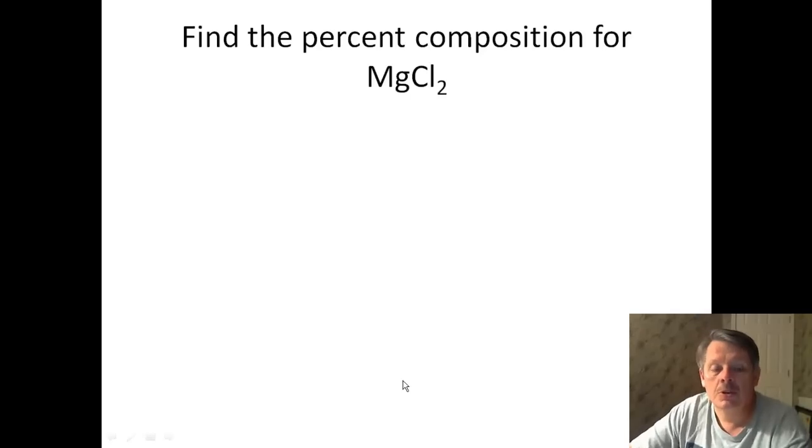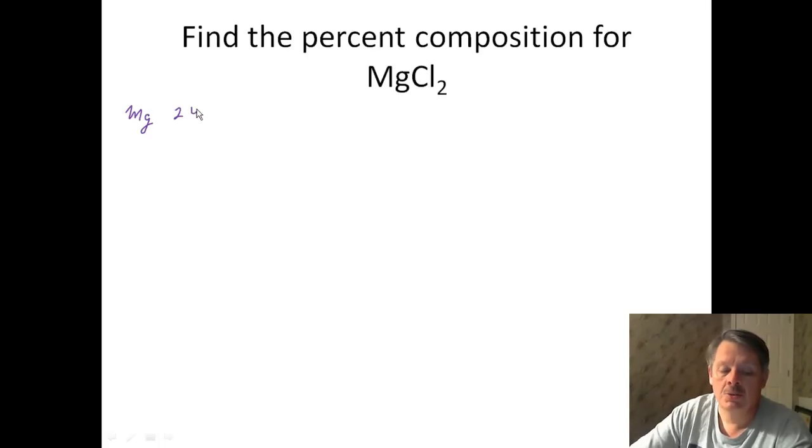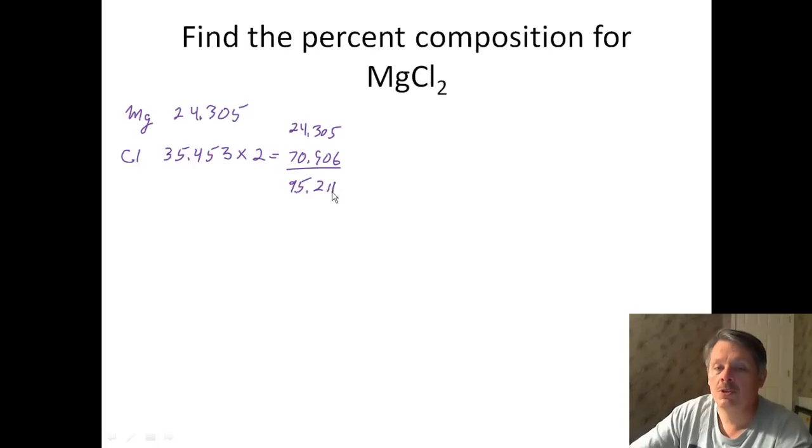All right, so here's one for MgCl2. Please pause the video, see if you can do this one on your own, and then check your work with what I do when you're done. Okay, Mg is 24.305. Chlorine is 35.453, but there are two of them, so I have to multiply, and that gives me 70.906. When I add that to 24.305 and put that in my calculator, I get a total of 95.211 grams per mole.